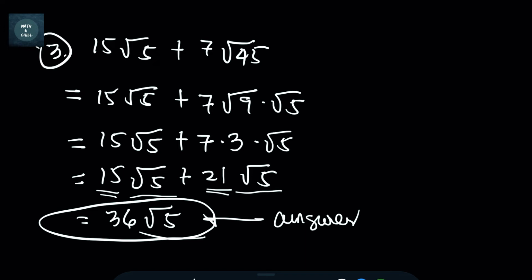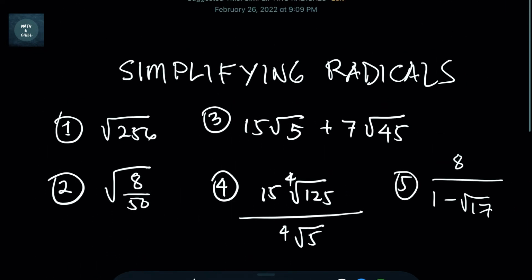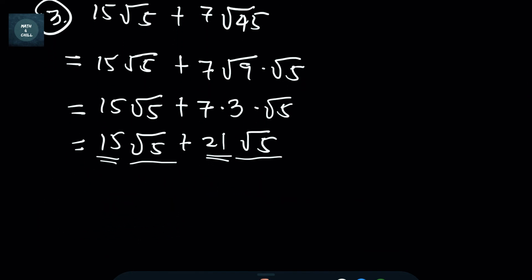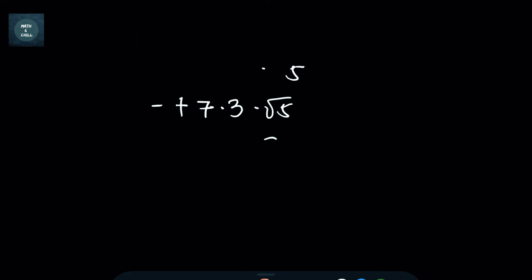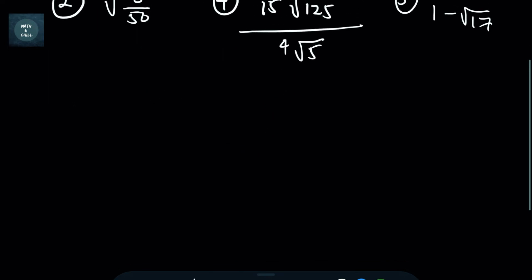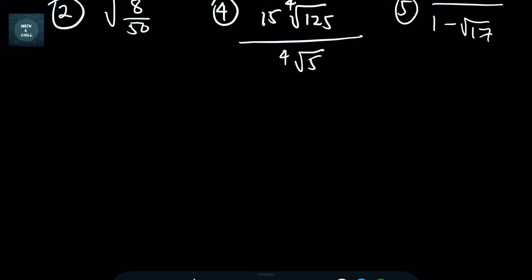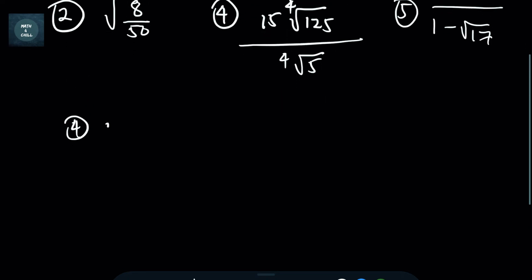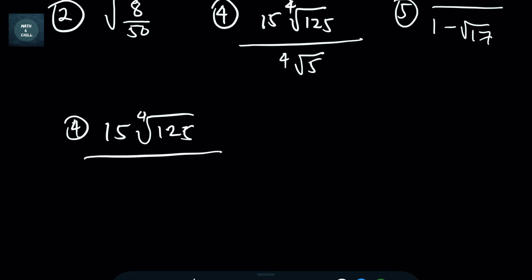This is number 3 example. Let's proceed to number 4. Number 4, let's erase. What is number 4? Simplify 15 times the fourth root of 125 over the fourth root of 5.